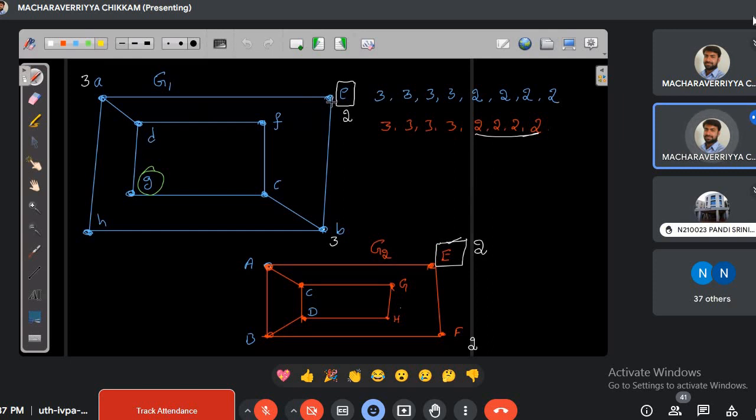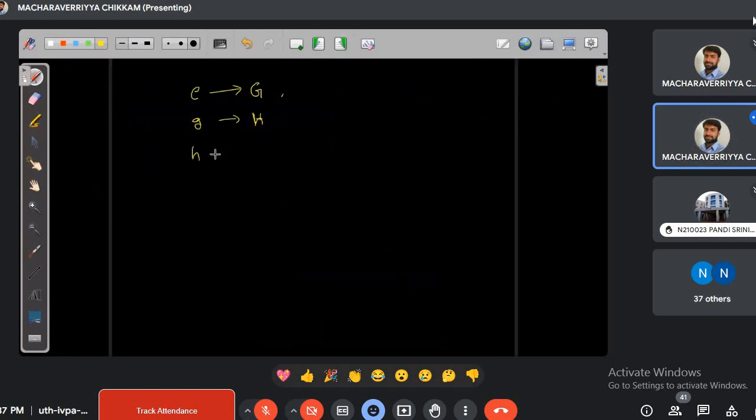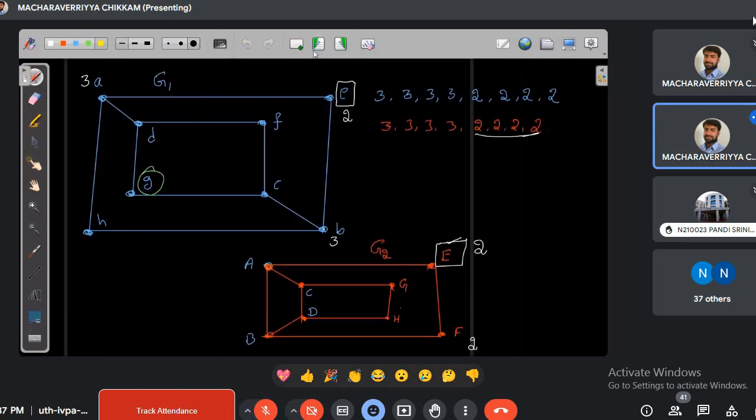Small e is mapped to capital G here, fine. And how about small h? Where do you map? So the small h is mapped to F.